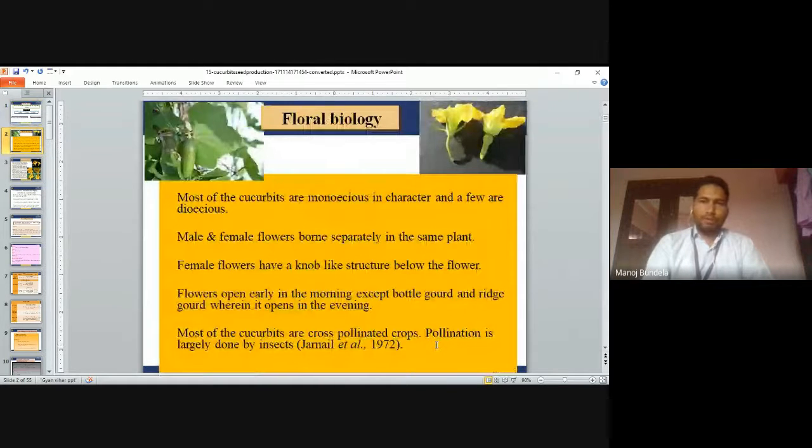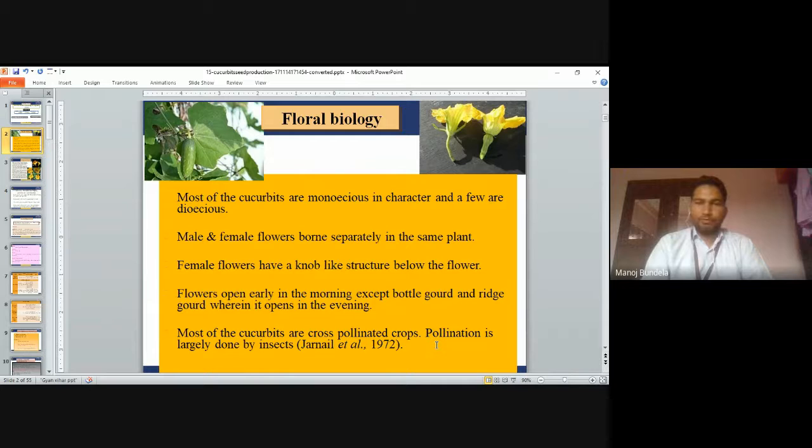So flower biology. Most of the cucurbits are monoecious in character, and a few are dioecious. Monoecious means male and female flowers are different. Male and female parts are present in different flowers. Male and female flowers are borne separately on the same plant.